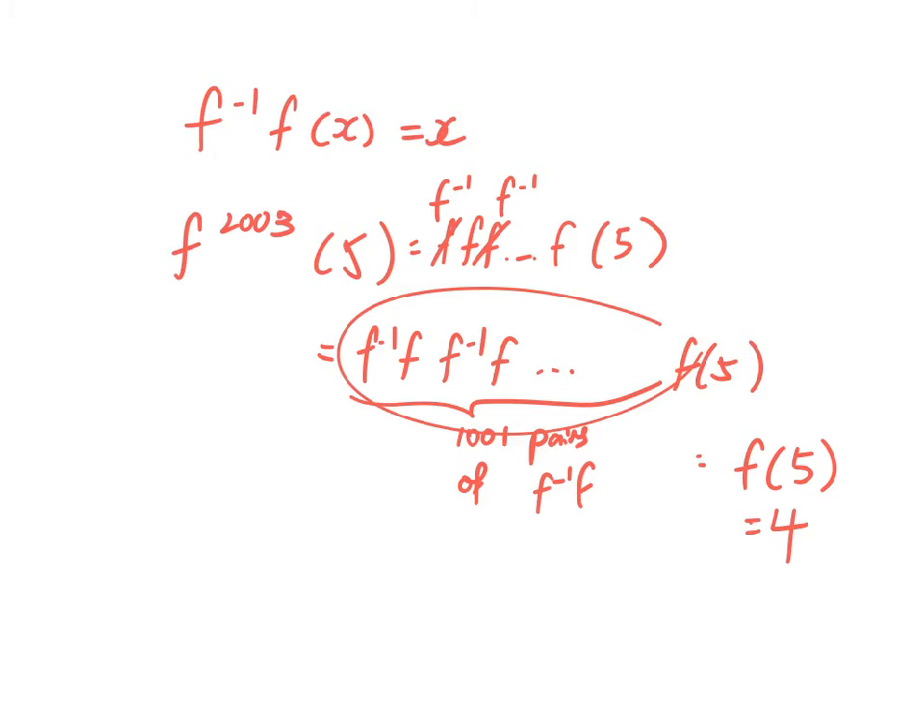Okay, but we don't use the word cancel, basically because f is equal to f inverse. Therefore, if I take, for example, f squared, this is the same as f inverse f, which is basically just the identity function.